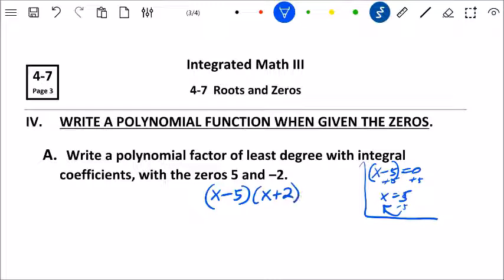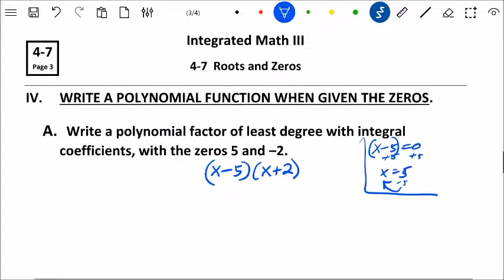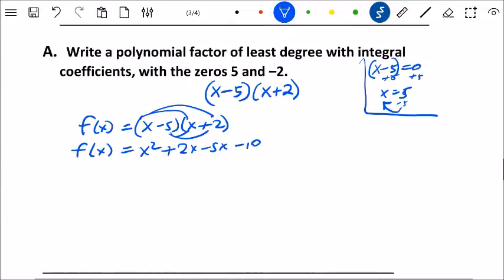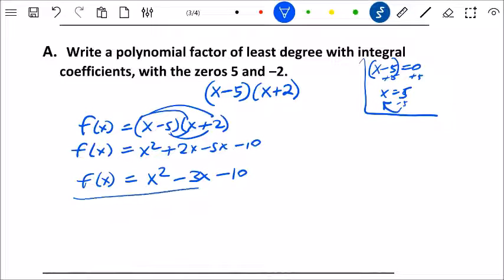And that means this becomes an x plus 2. So all we really have to do is multiply these out. The function of x is equal to x minus 5 times x plus 2. So let's multiply this. x times x is x squared plus 2x minus 5x minus 10. So the function of x is equal to x squared minus 3x minus 10. And that's it. We have just made, from just the two zeros, a polynomial.